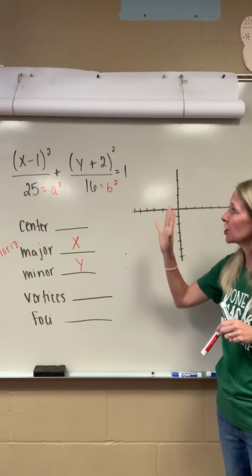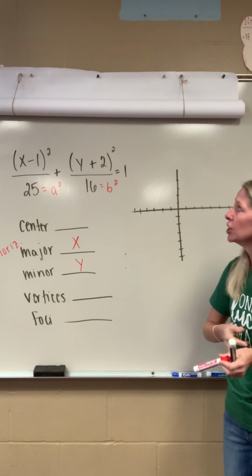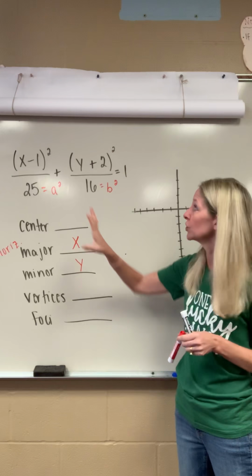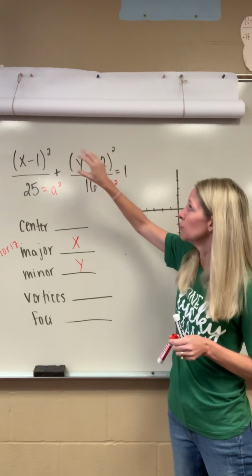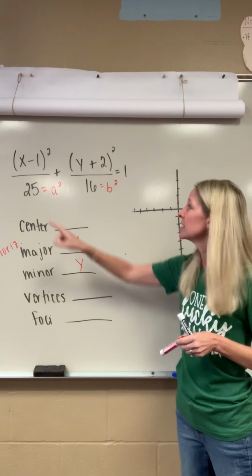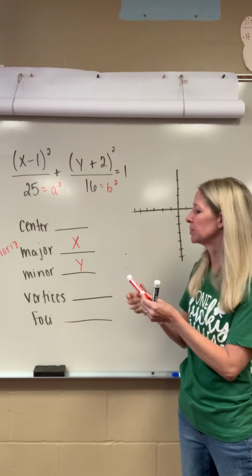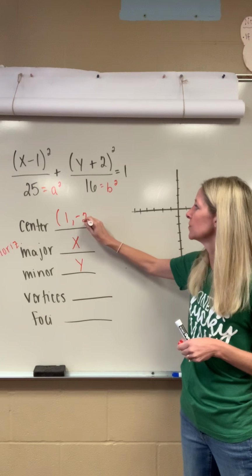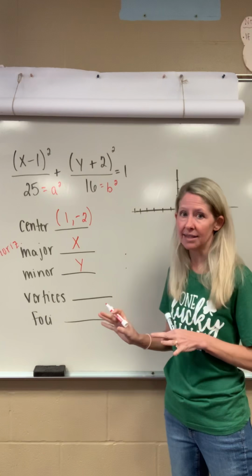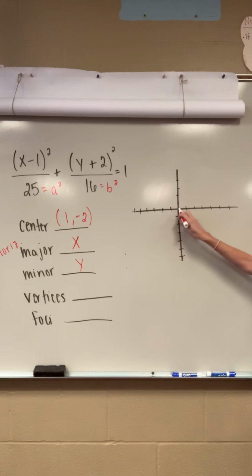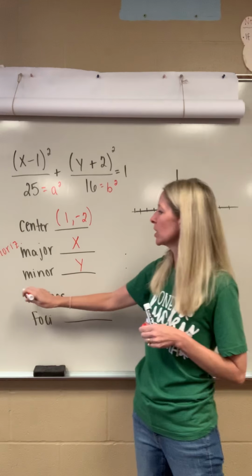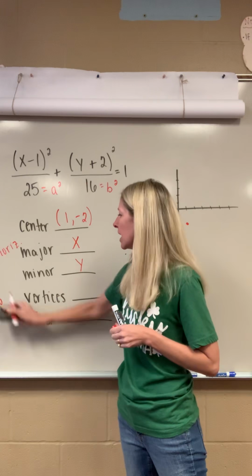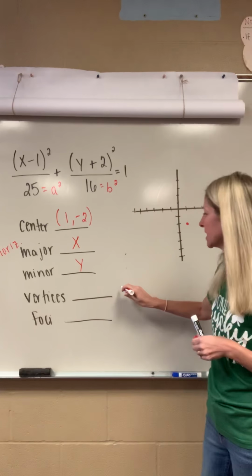Now, this is already in standard form, so for the center, you're going to do it again, just like when we did circles. You want to take the 1 and the 2, and when you pull them out, they change signs. So it says x minus 1, y plus 2. That means the center is going to be positive 1, negative 2. Now, I like to go ahead and plot that. So if I come over to my graph and I plot the center 1, negative 2, this is my center right here.